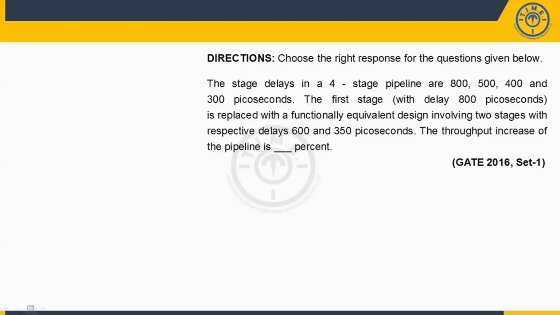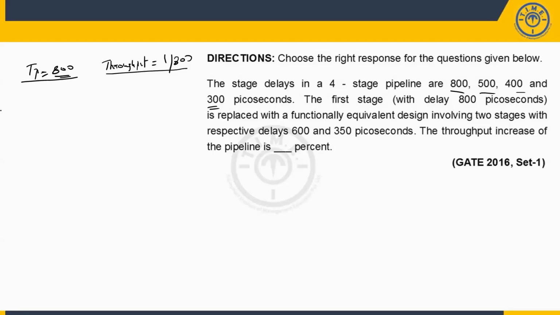Yeah, I'll tell you. Now, there's a 4-stage pipeline with stage delays 800, 500, 400, 300, right? So what is TP here? TP is 800. Only one difference here: it asks for throughput. Throughput is based on instruction execution time. If TP is equal to 800 picoseconds, throughput will be 1 by 800. That means one instruction is executing in 800 picoseconds. Is this clear?